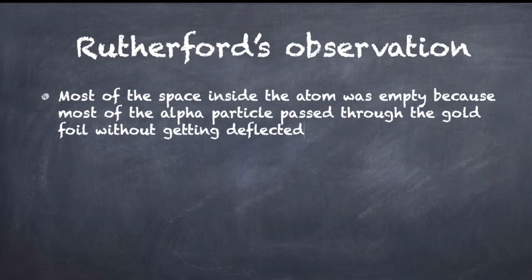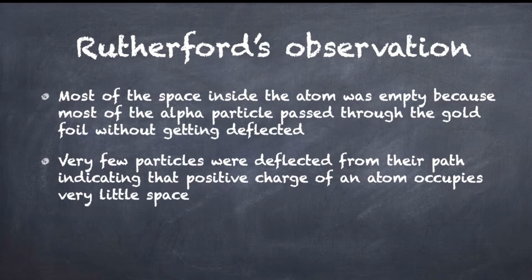So let's repeat this again. What was Rutherford's observation? He found that the atom was not completely filled with positive charge, but the atom had empty space and the positively charged particles were present only in the center.